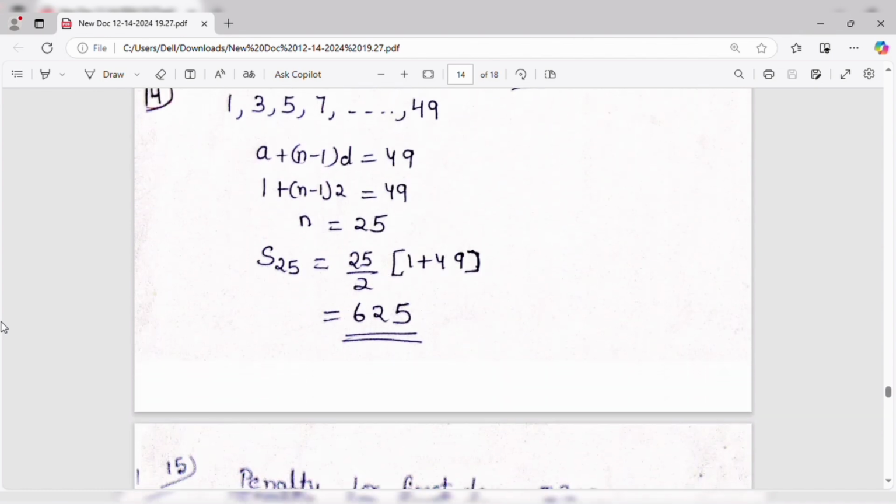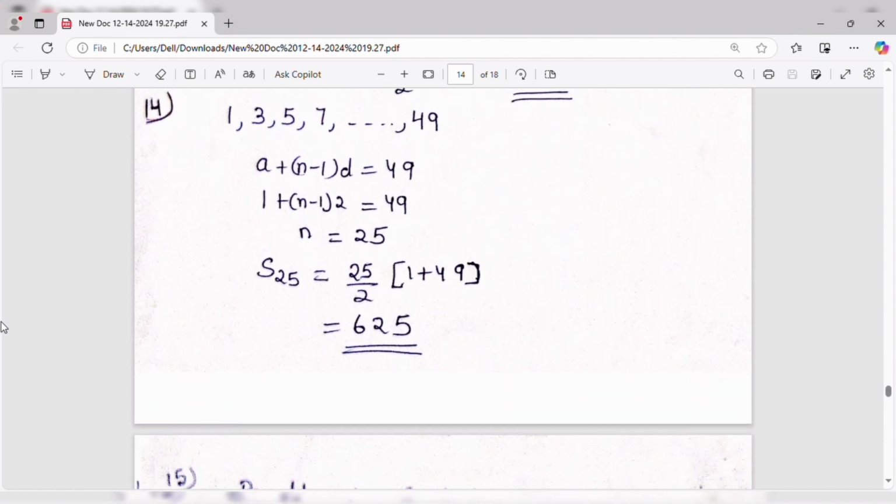In question number 14, we have to find the sum of odd numbers from 0 to 50. So the AP would be 1, 3, 5, 7 up to 49. We will get n by using the formula of an. n would be 25 in this case. S25 would be 625.